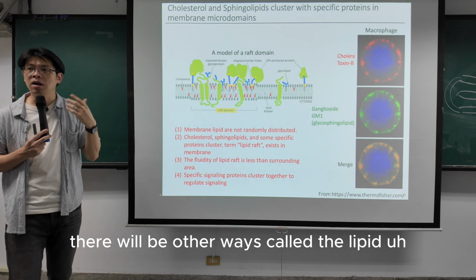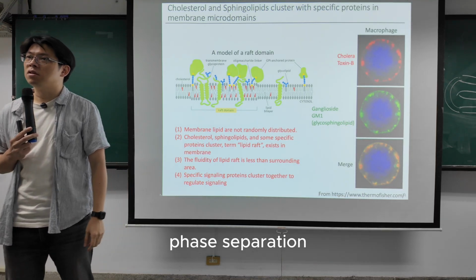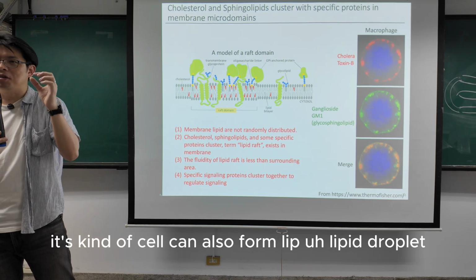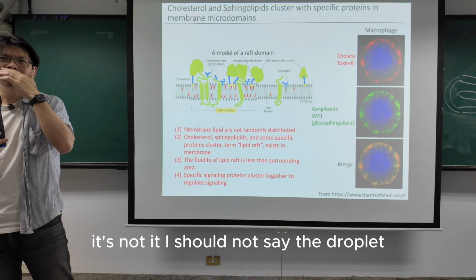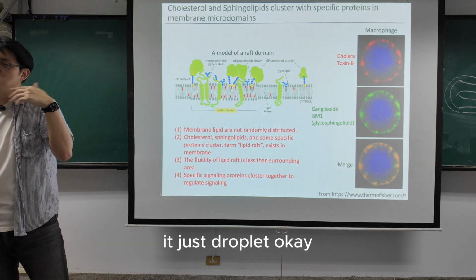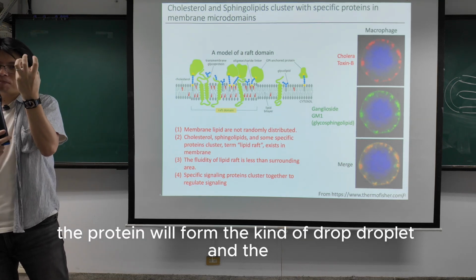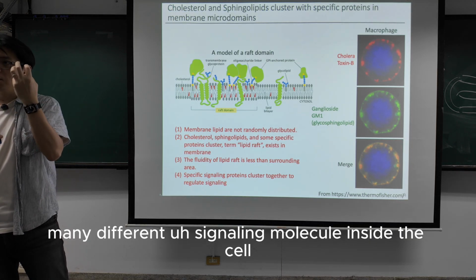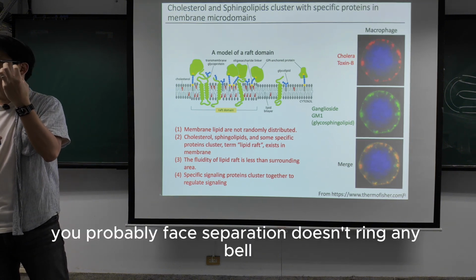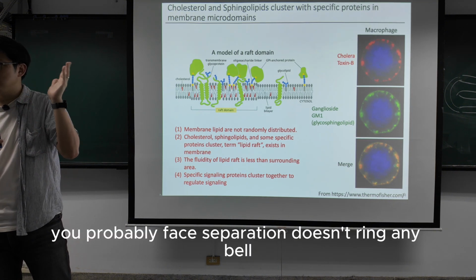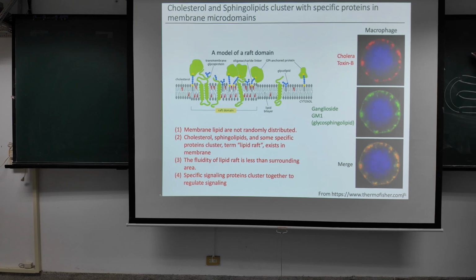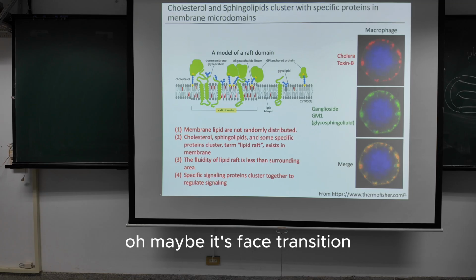Okay, so this is the way the cell accumulates signaling receptors on the cell surface. There is another way, called liquid-liquid phase separation. Do you know that? It's not a lipid droplet, I should not say that, it's just a droplet. The protein will form a kind of droplet and accumulate many different signaling molecules inside the cell. LLPS, phase separation. Doesn't ring any bell? Oh, maybe it's phase transition.